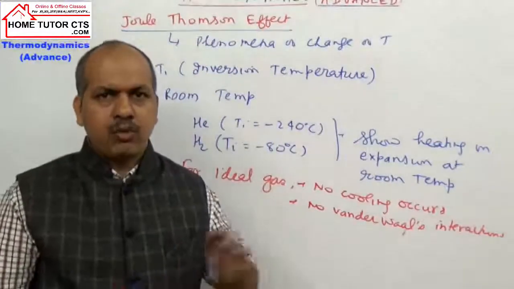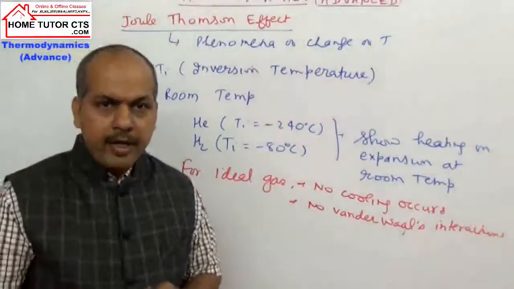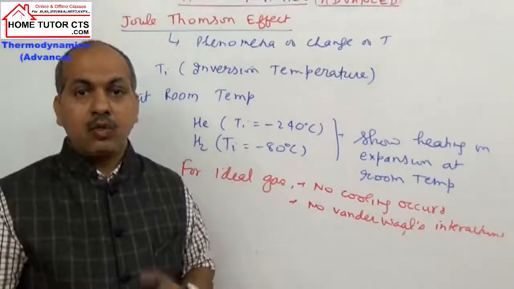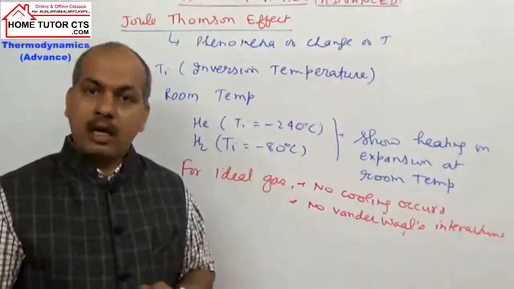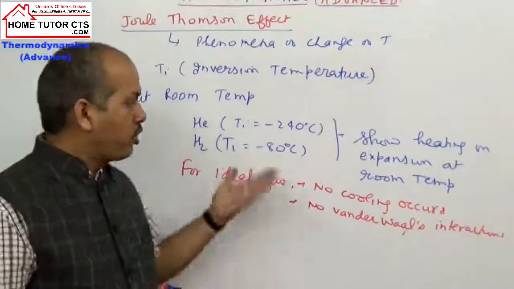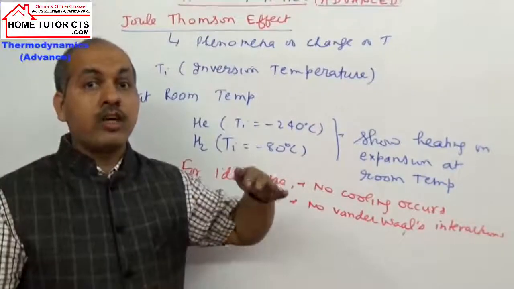So sometimes they ask the question, an ideal gas is made to expand adiabatically, what happens? There is no cooling. Why? Because in an ideal gas there are no interactive forces among the gas molecules. When there is no attraction, no repulsion will occur. Actually, why does cooling occur on expansion? Because in expansion work is done.